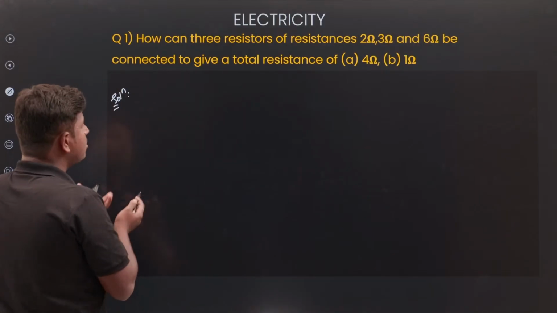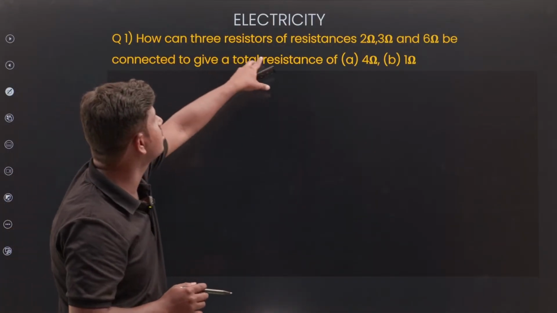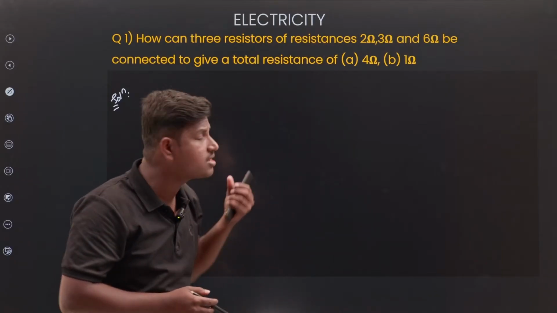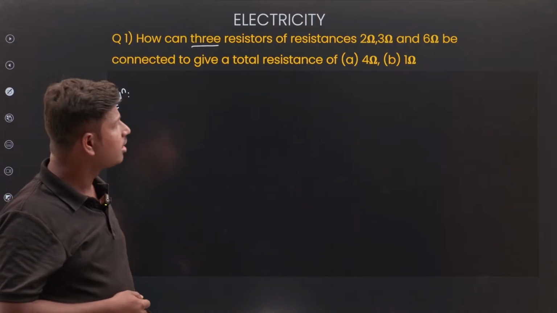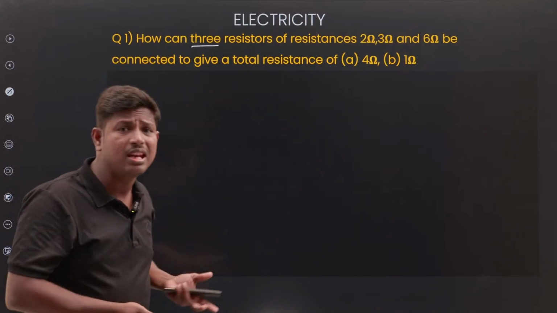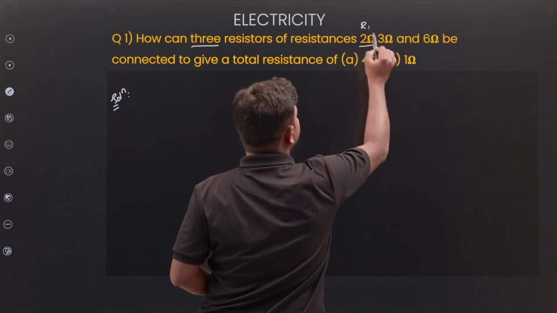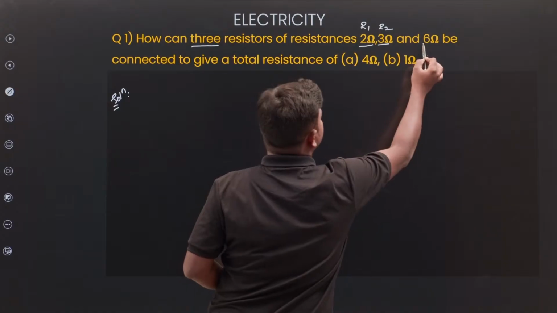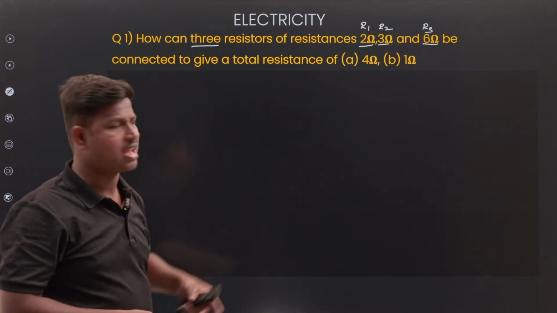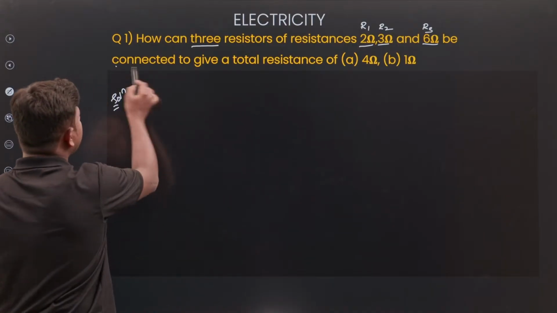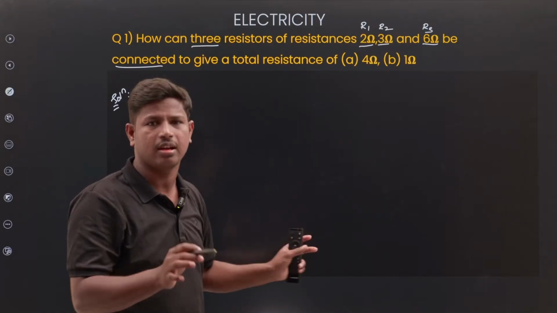See, first of all, read the question. How can three resistors of resistance... How many resistors are there? Three resistors. They only say three resistors. Did they mention any names? No. So we take 2 ohms as R1, 3 ohms as R2, and 6 ohms as R3. As per the question, the three resistors are connected.